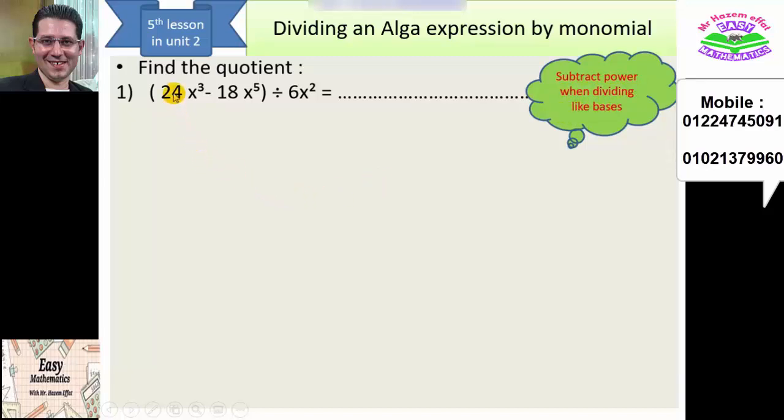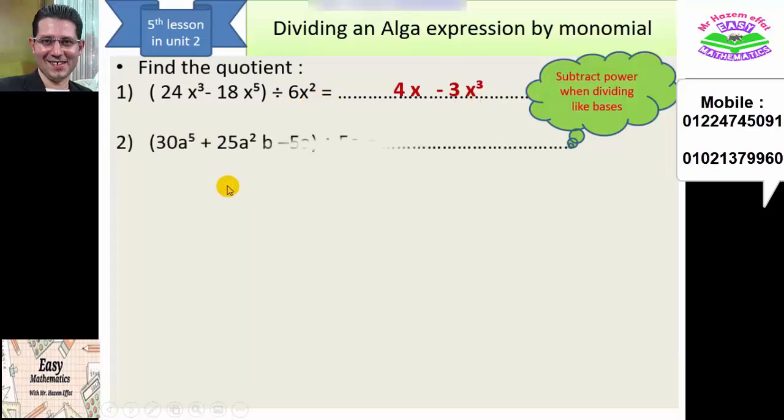I mean, when we divide, we divide 24 by 6, which equals 4, and here x^3 and x^2 are two like bases, so when we divide them, we just subtract their powers. 24 divided by 6 equals 4, and x^3 divided by x^2 equals x, so it equals 4x. Dividing negative 18 by 6 gives negative 3, and x^5 divided by x^2 equals x^3.